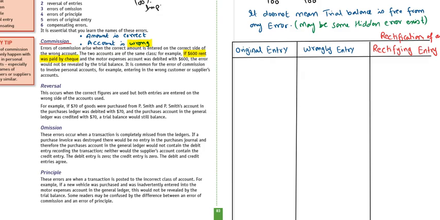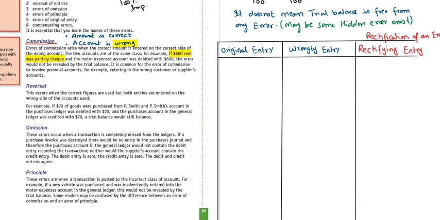So firstly we will write the right original entry. 600 rent was paid by check. So the original entry is rent expense debit by 600, and it is paid by check, meaning bank is credited. So bank is reduced by 600. So this is the original entry.